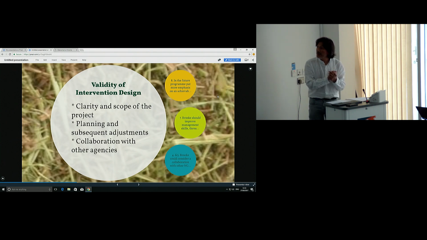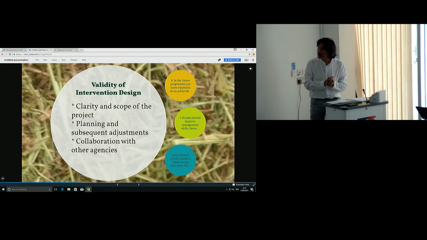And we have three areas where the evaluators looked: clarity and scope of the project, planning and subsequent adjustments, and collaboration with other agencies. That's a rephrasing from the questions. We had questions around that.